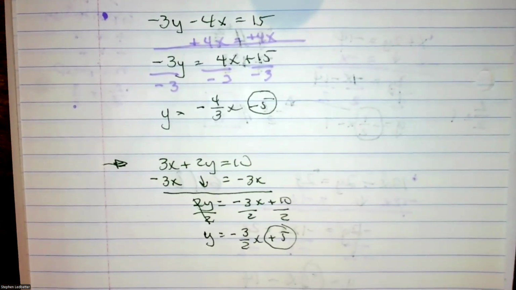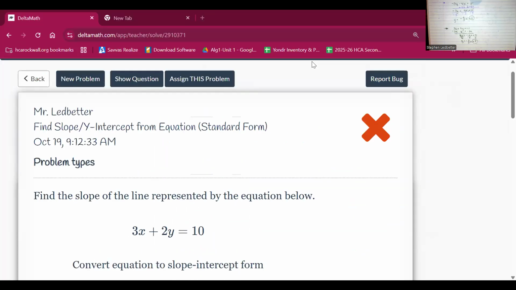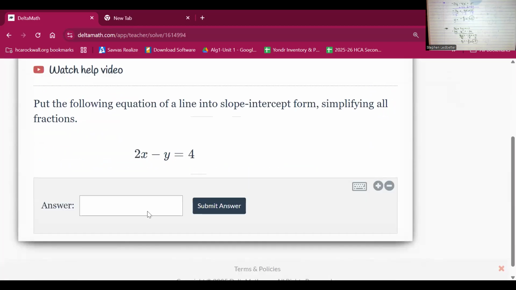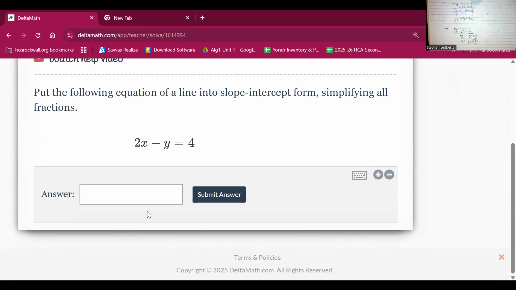All right, so let's go to the next one. Now we're changing standard to slope intercept form. And this is what we've been doing. This is the exact same thing that we have been doing for all of it. We've been converting standard into slope intercept form and vice versa. So really, the first lesson has covered everything. I'm going to do probably a couple of these, but it's the same thing. Oh, I better read. Put this following equation of a line into slope intercept form.